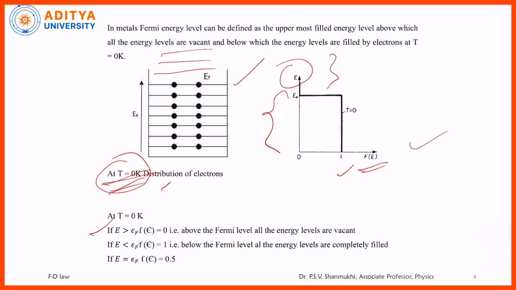So above, E greater than EF, f of e is equal to 0. E less than EF, f of e is equal to 1. At E equal to EF, f of e is equal to 0.5 at temperatures other than 0 K. That is what we have to mention. I will tell you that.